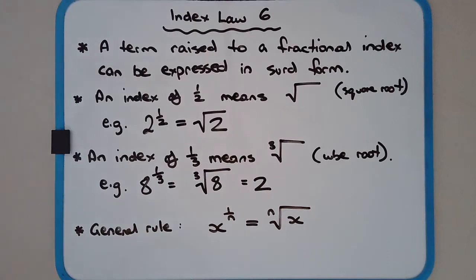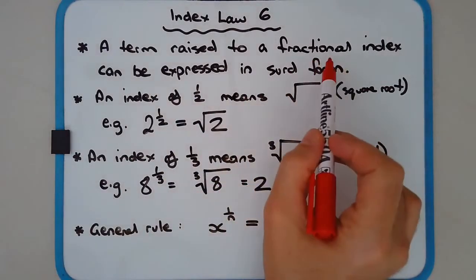This is the last of the index laws that we're going to be looking at, index law number 6, also called the fractional index law. So far we've looked at what happens when you multiply terms, when you divide terms, when you raise a power to a power, when you raise a term to the power of 0, when you raise a term to a negative power. Finally, we're up to fractional powers.